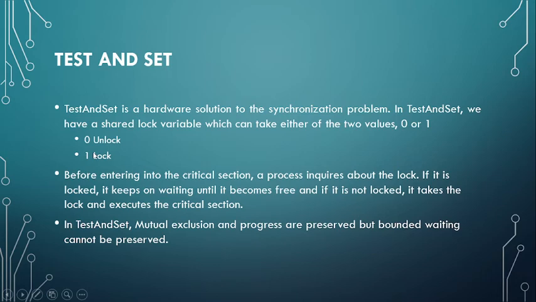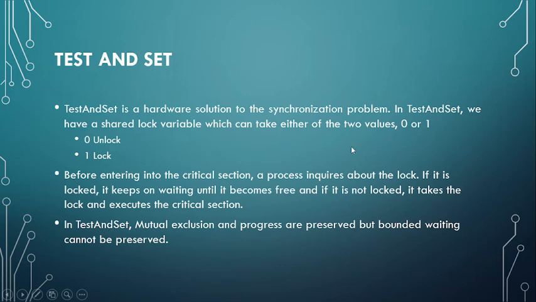Before entering the critical section, a process inquires about the lock. If it is locked, it keeps on waiting until it becomes free, and if it is not locked, it takes the lock and executes the critical section. Here the initial value is 0. So here we are going to test the lock. There is a lock which takes 2 values, 0 or 1. So we test the lock.